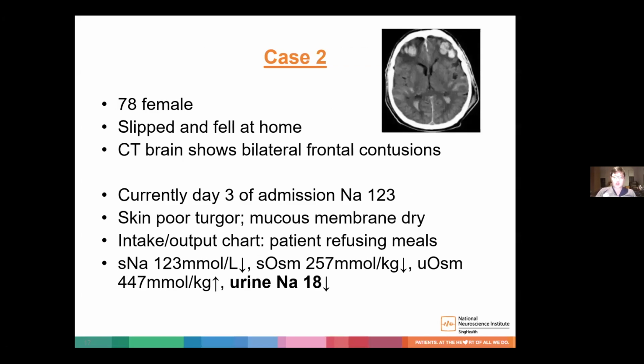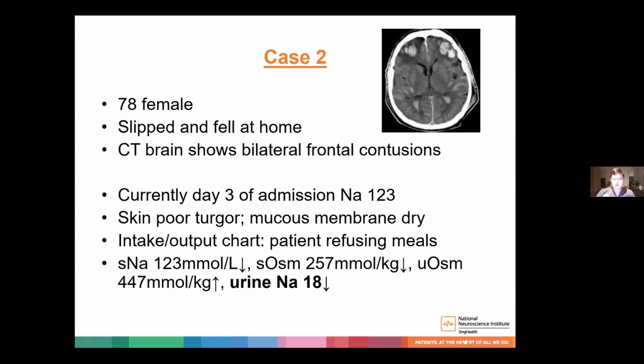Case number 2 is a fairly similar history. A 78-year-old female who fell and had bilateral frontal contusions. This time when you examine her, you see that she's quite dry. Her mucous membrane is dry. She has poor skin turgor. And if you look at her charts, she's refusing her meals and not drinking much fluids.